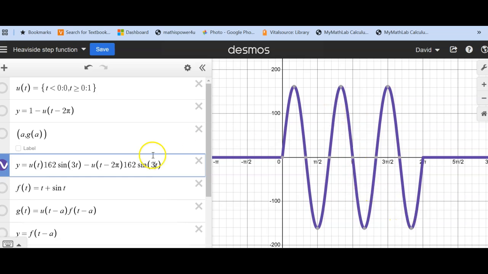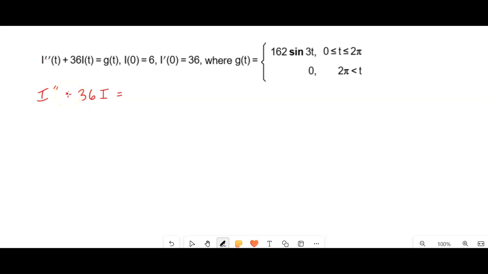So anyway, there is our function. There's what it's telling us is happening. So this is what we need to make the g of t function here. So there is my second derivative plus 36 times the function itself equals, instead of writing it in piecewise format, I'm going to write it with the Heaviside operator. So u(t) 162 sine of 3t minus u(t minus 2 pi) times the function that I want to turn off there, which is 162.